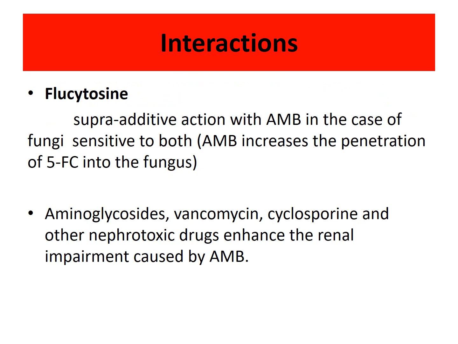Coming to the interactions, flucytosine, which is an antimetabolite I told you about in the classification: when you combine flucytosine with amphotericin B, there will be a super additive action. The fungus becomes very sensitive to both, as amphotericin B will increase the penetration of flucytosine into the fungus. Aminoglycosides, vancomycin, cyclosporin, and other nephrotoxic drugs will enhance the renal impairment caused by AMB, that is amphotericin B. So, whenever you prescribe amphotericin B, check that other nephrotoxic drugs are not prescribed along with it.